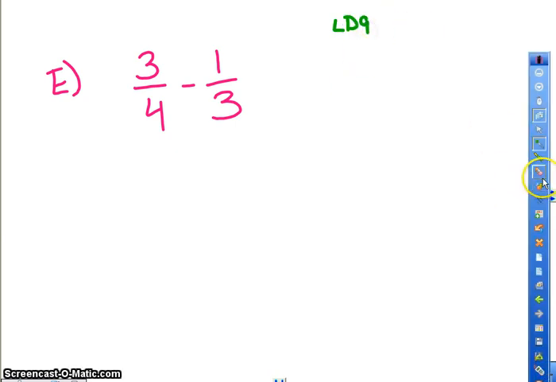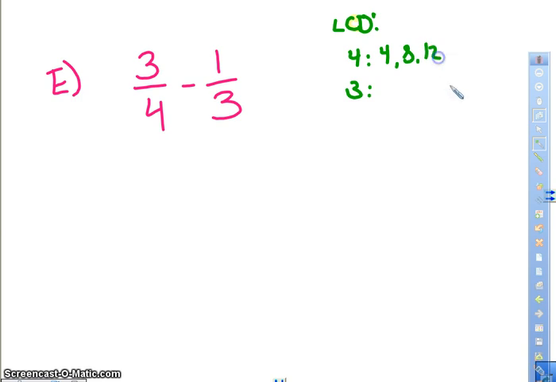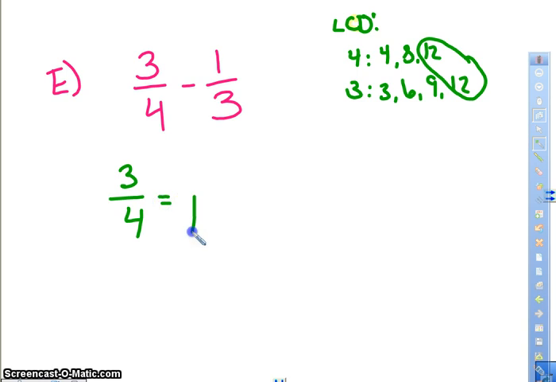So once again, my LCD is what I need to find first. For 4 and 3, I have 4, 8, 12, and I have 3, 6, 9, 12. My common number is 12 here. So once again, I'm going to have to change them both to numbers with a denominator of 12.